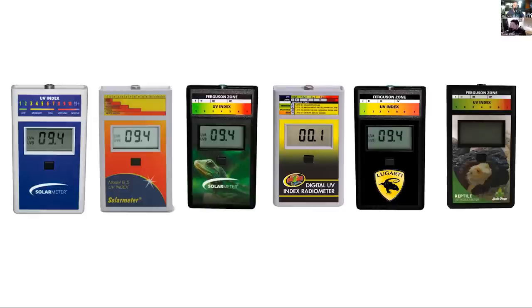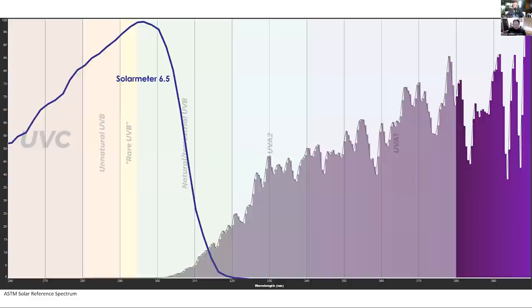But actually, Solarmeter makes a range of meters. They make the Solarmeter 10, the Solarmeter 8, which is this one, and the 6.2, which is this one. They make a whole range for all sorts of different things. And as we said before, the spectral response looks like this. There's a reason we use the 6.5, or the 6.5R as it's sometimes called, rather than, say, the 6.2 or the 10.0.